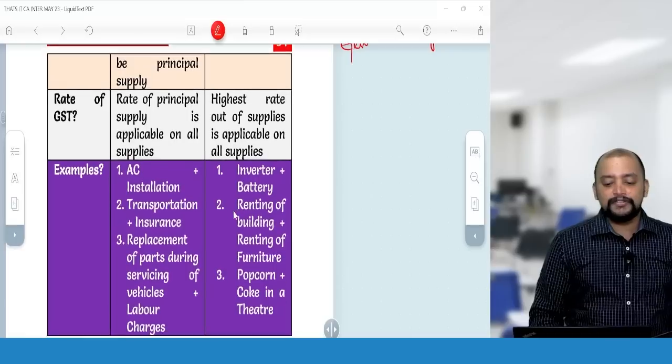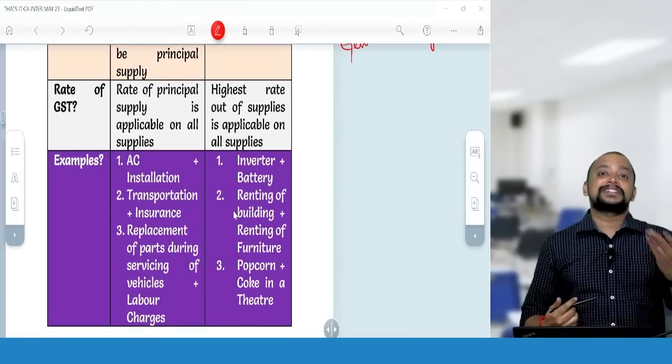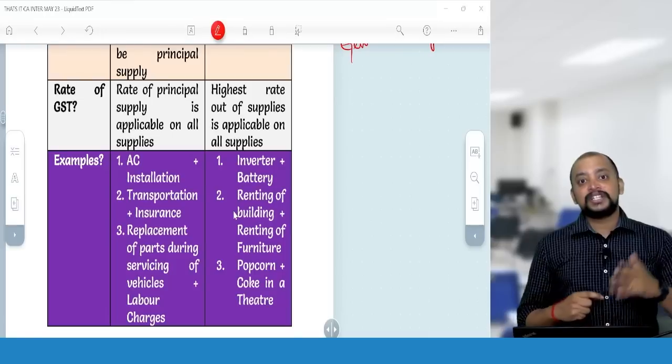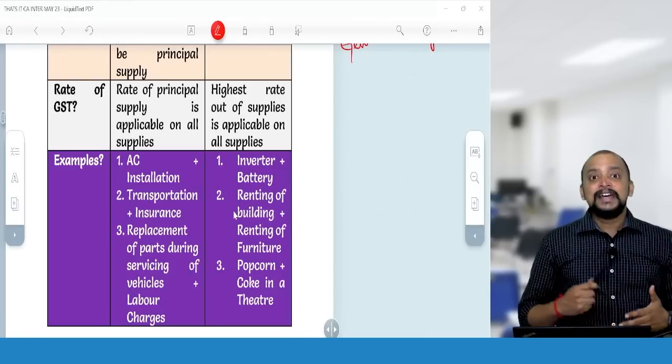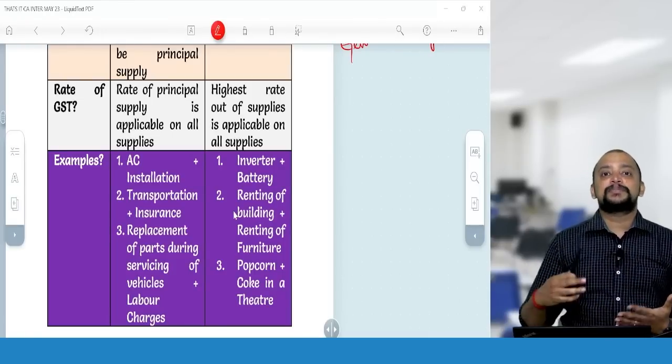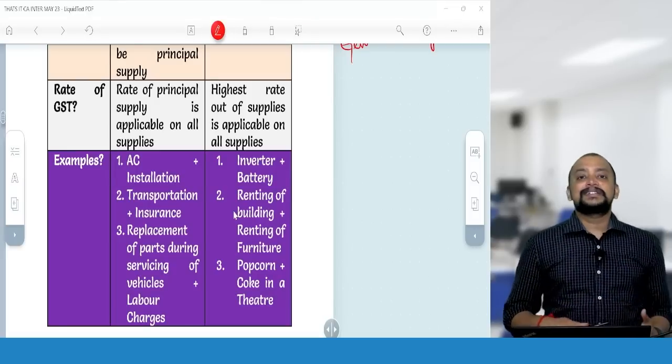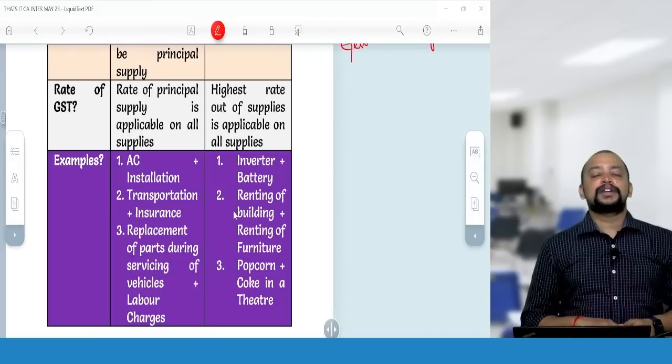And examples of composite supply: AC plus installation, because it is naturally bundled, one cannot be supplied without the other. Transportation plus insurance, if there is no transportation, there is no insurance. Replacement of parts during servicing plus labor charges for replacement, if there is no replacement of parts, labor charges will not arise. So these 3 are naturally bundled, so they come under composite supply.